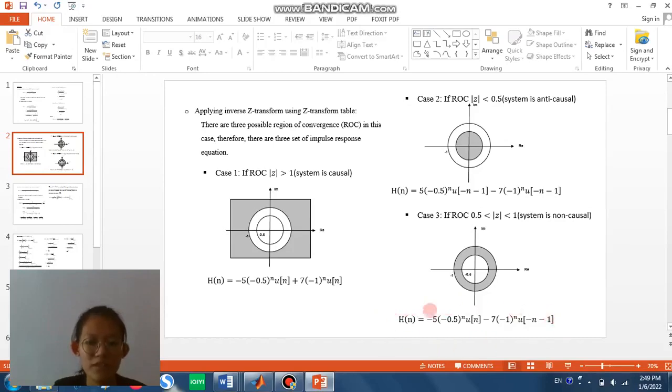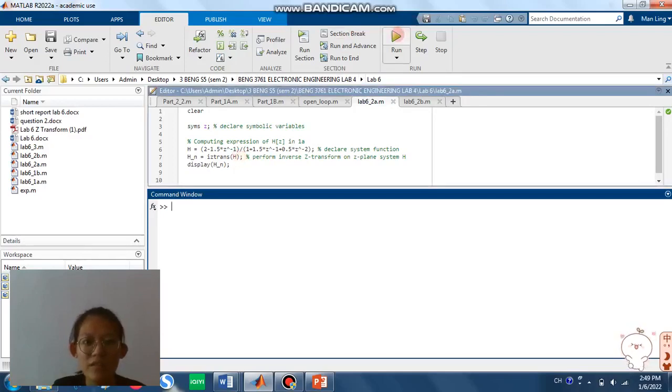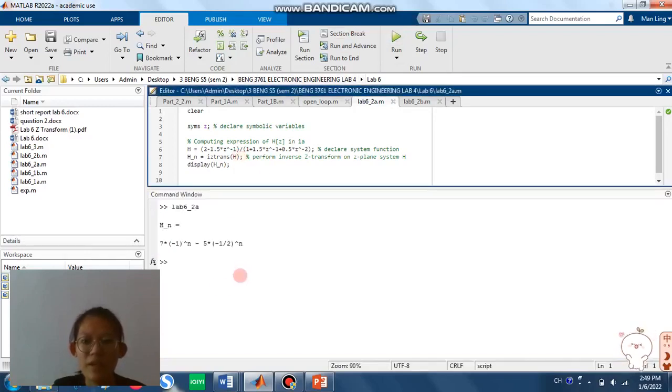Then we do the simulations in MATLAB. This is the code we use for our questions. hn equals iztrans(H) performs the inverse Z transform of the Z-plane system H. When we run the code, we can see that hn is equal to these equations, which is similar to case 1 in the calculation. This is because MATLAB always assumes the system is causal.